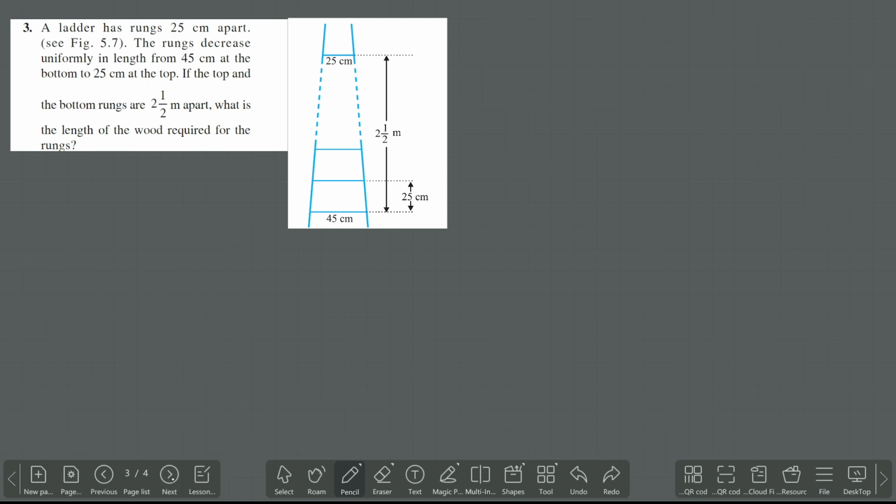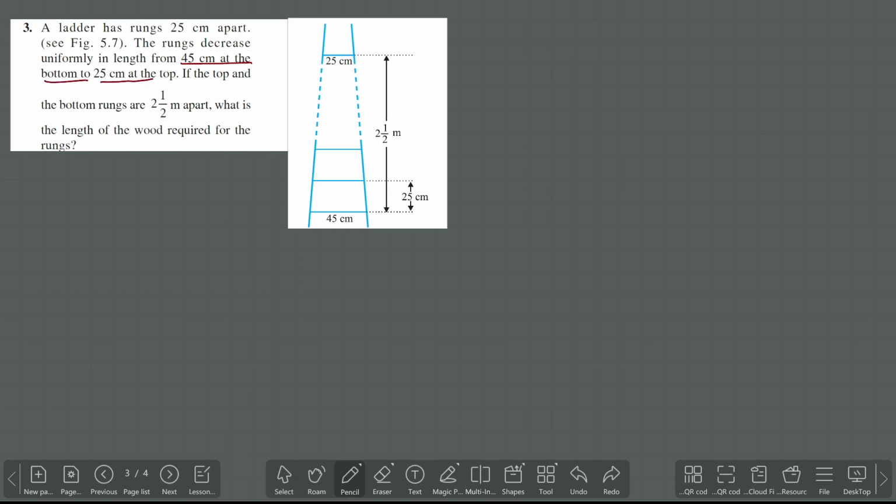Then I am going to the third one. Is it time? This alone I will do. Third one. This is a 2 mark question. This is very important, listen. Okay, a ladder has rungs 25 centimeter apart. The rungs decrease uniformly in length from 45 centimeter at the bottom to 25 centimeter at the top.